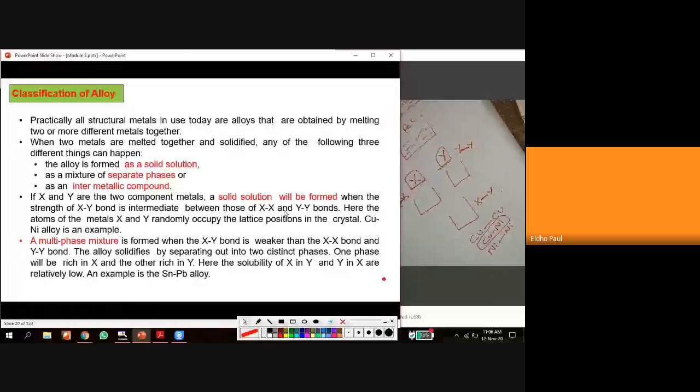How is a multi-phase mixture formed? A multi-phase mixture is formed when the XY bond is weaker than the XX bond and the YY bond. So when the XY bond is weaker than the XX bond and the YY bond, then the resulting mixture will be a multi-phase mixture. There will be more than one phase in the multi-phase mixture. Last day I explained one multi-phase mixture.